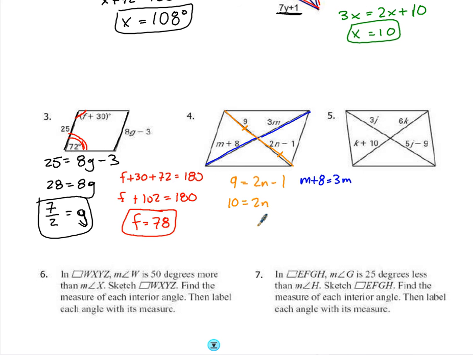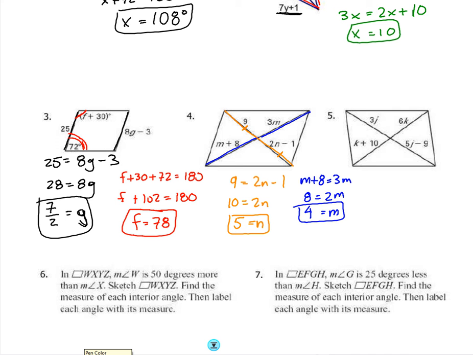In the second equation for m, I'm going to subtract m from both sides, giving me 8 is equal to 2m, and when I divide by 2, m equals 4. Example number 5, we have a very similar type problem with diagonals, so go ahead and pause the video or work ahead here and see if you can find the values for k and j, which would make these diagonals bisect each other.